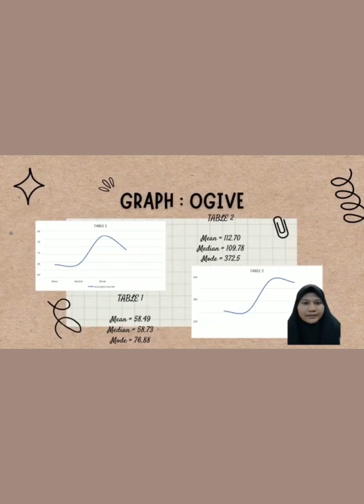Next, plot points that represent the upper class boundary and their corresponding cumulative frequency. After that, connect the points in order from left to right. Next, the graph should start at the lower boundary of the first class, where the cumulative frequency is 0, and should end at the upper class boundary of the last class, where the cumulative frequency is equal to the sample size.